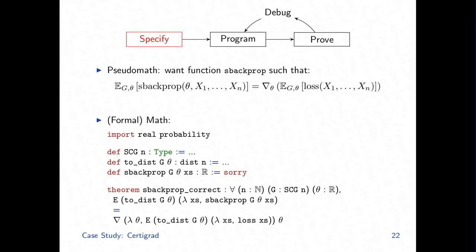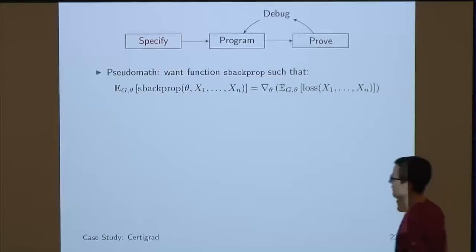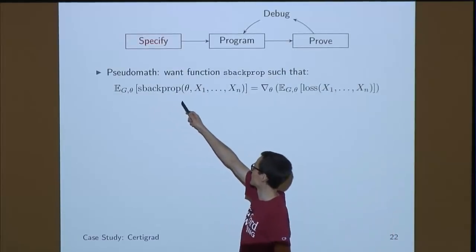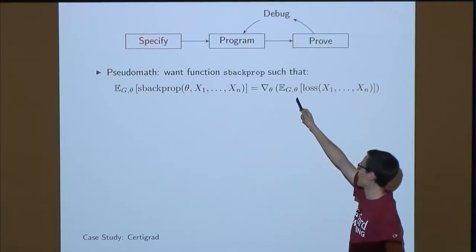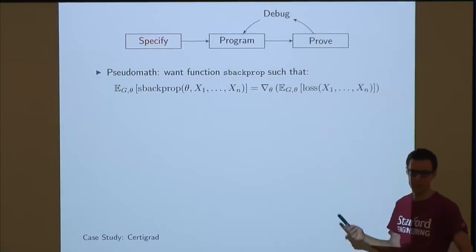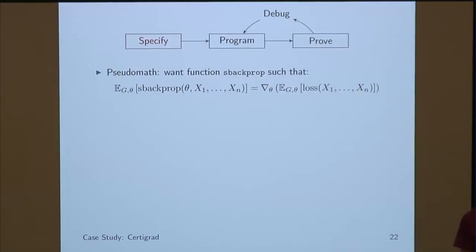Okay, so let's see how to build Certigrad using our methodology. The first step is to specify what we're trying to build, which I already stated informally, but by analogy to the pseudocode, here's the pseudomath. We want a function stochastic backprop such that the expected value of stochastic backprop is the gradient of the expected value of the loss. This is what it means to sample unbiased estimates of the gradient of the expected value of the loss.